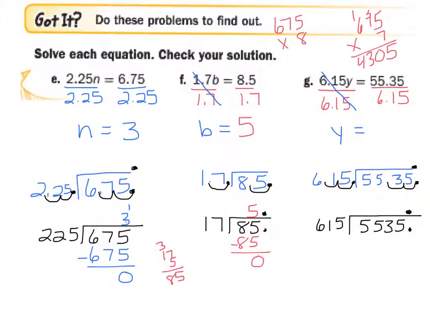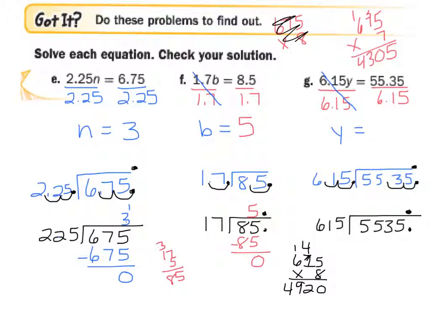Oh, excuse me. That should be a 1. Oops, sorry. Something's glitching, so let me just rewrite it. Let's do 615 times 8. So we get 5 times 8 is 40, carry the 4. 8 times 1 is 8 plus 4 is 12, 48, 49. Still a little bit low.